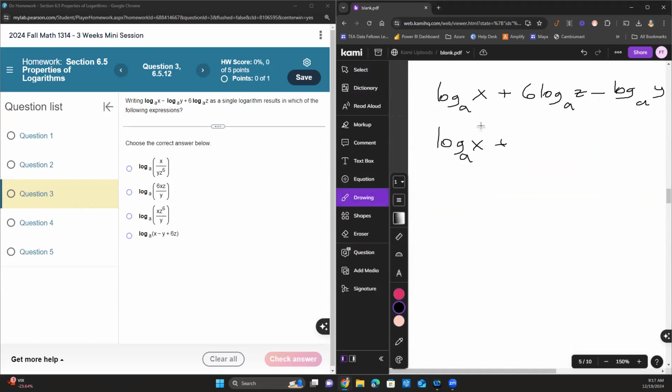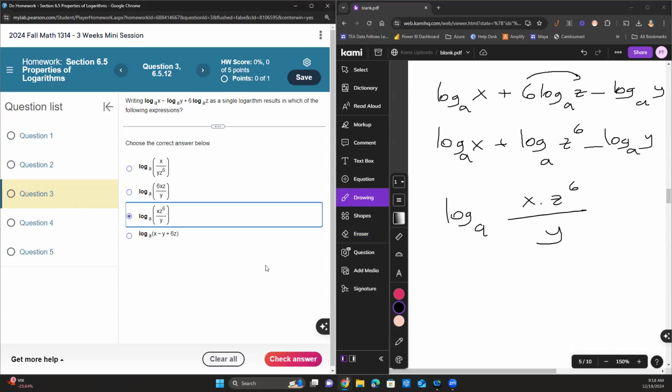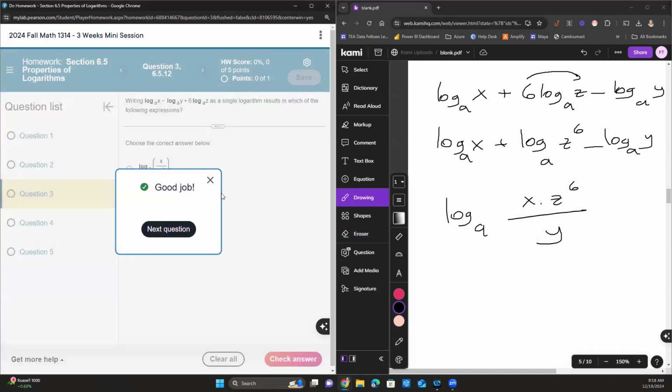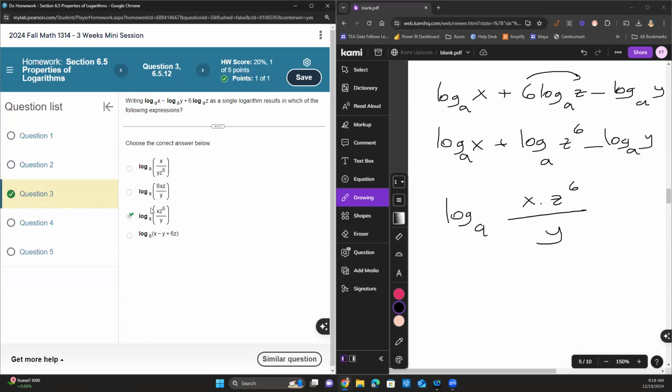Because of the power rule, this 6 can go as an exponent here. So I'm going to rewrite this as log base a of c to the 6th power, and then log base a of y. Now, they all have log base a. Positive 1 stays in the numerator, and negative 1 will stay in the denominator. So this will be the expected answer for this question. So for question 3, you're just going to get C. I recommend producing a similar question to this example because this will be on your test.